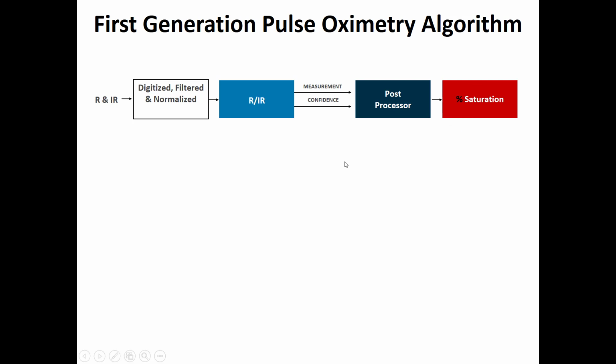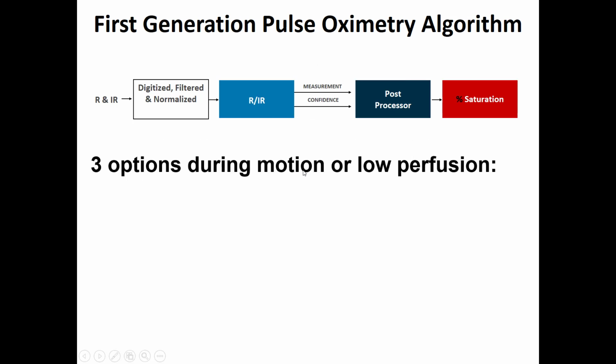But the problem, as we said, in the first generation, if we have a patient motion, we cannot have a read for the oxygen saturation. Also, in case of low perfusion or poor perfusion, we cannot have a read for oxygen saturation. So in the first generation, the commercial manufacturers of the pulse oximeter have used three techniques to solve them.